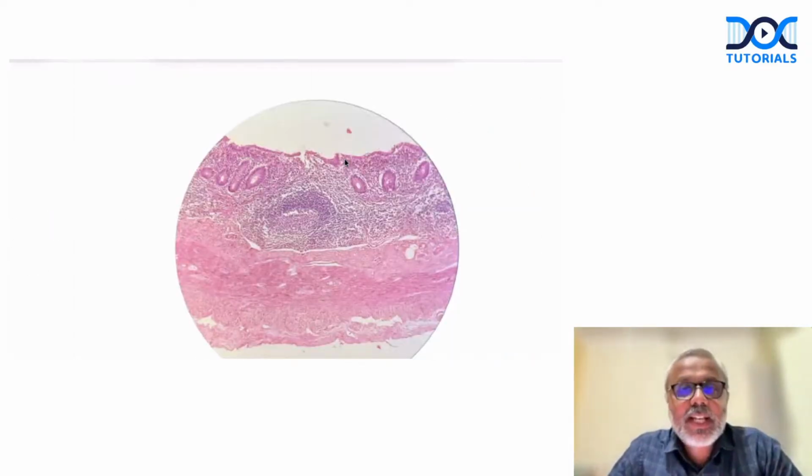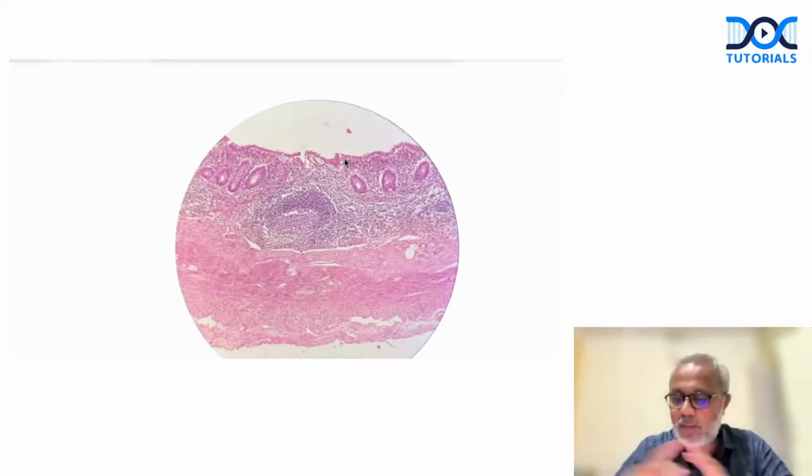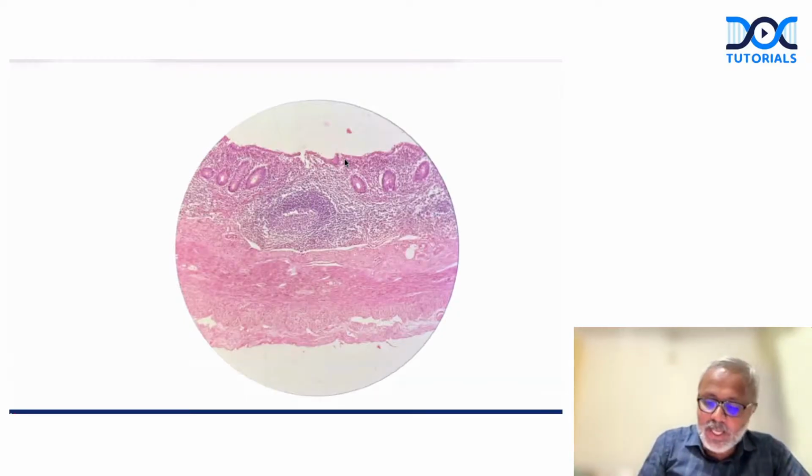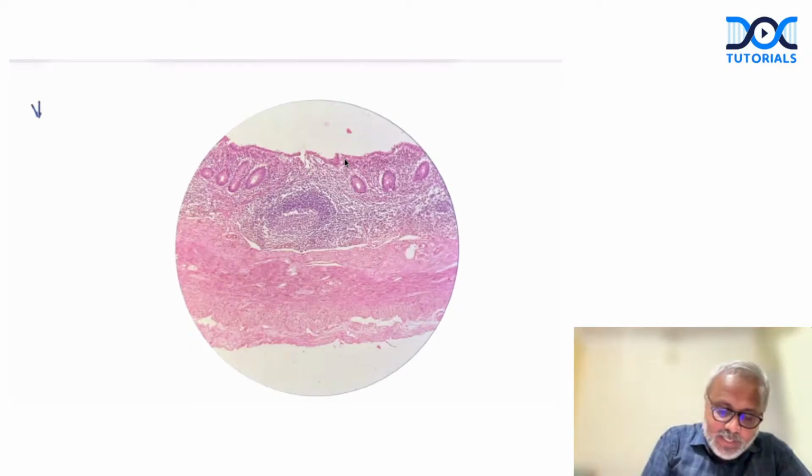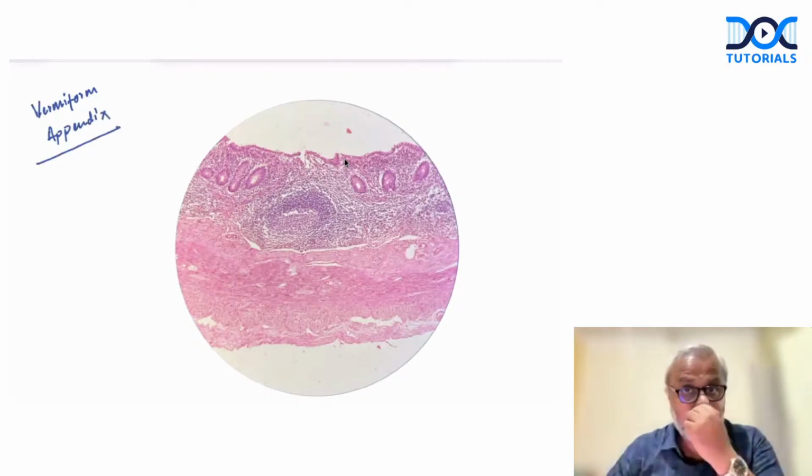Now, what is this slide? This is the slide of vermiform appendix. Now, the question is, how do I say that this is the slide of vermiform appendix? Or if the examiner asks you, how did you identify this as the slide of vermiform appendix? How will you go about it?